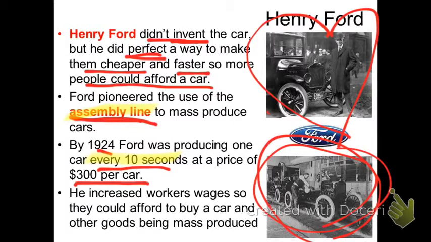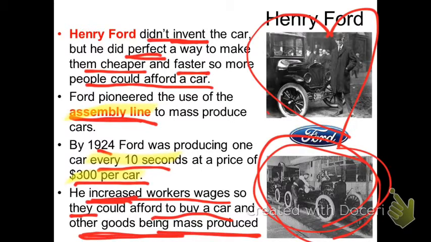Through this process of individual work, everybody did something, specialization of labor, everybody did a certain thing. Through that, interchangeable parts and the assembly line, they could mass produce cars by the millions, which of course is what made them so inexpensive. He increased workers' wages, kind of an odd thing at this time, but increased worker wages so the worker could afford to buy a car and other goods that were being mass produced.